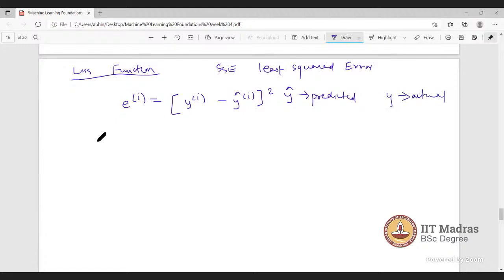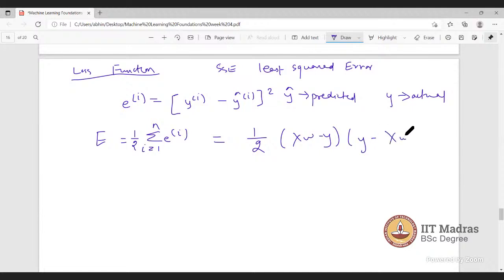So when you sum it over, you will get the total error E, which is nothing but the sum of all the E_i over i equals 1 to n. Okay, and then you have a half over here. If you write it in matrix form, you will basically get half... Okay, so this we have already seen in MLF as well. So I think it is clear with you. This E is called J(W), or the loss function.